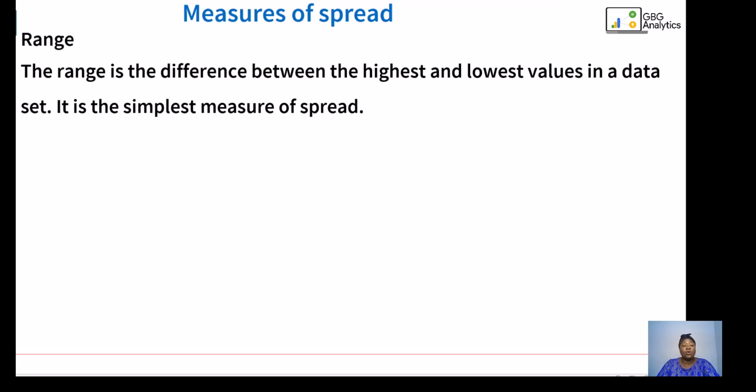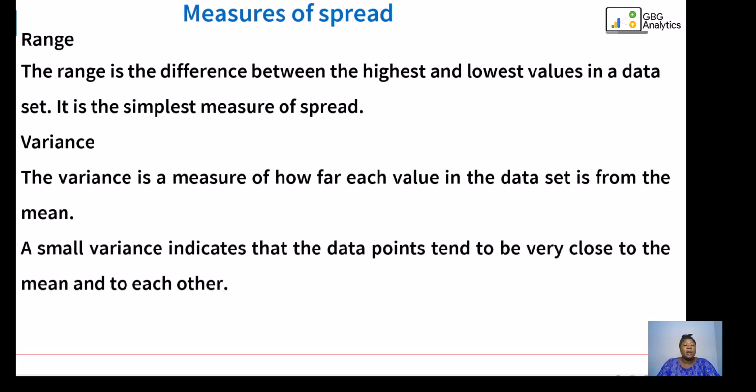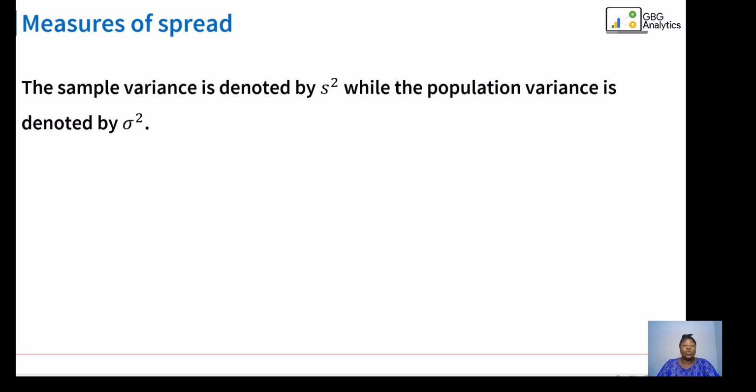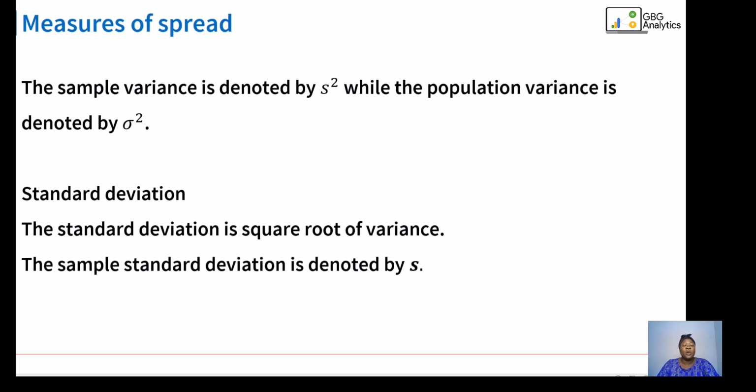It is the simplest measure of spread, while variance measures how far each value in the data set is from the mean value. A small variance indicates that the data points tend to be very close to the mean and to each other, while a high variance indicates that the data points are very spread out from the mean and also from each other. The sample variance is usually denoted by S squared, while the population variance is denoted by σ squared. The standard deviation is the square root of the variance. That is the relationship, and we represent the standard deviation by S.